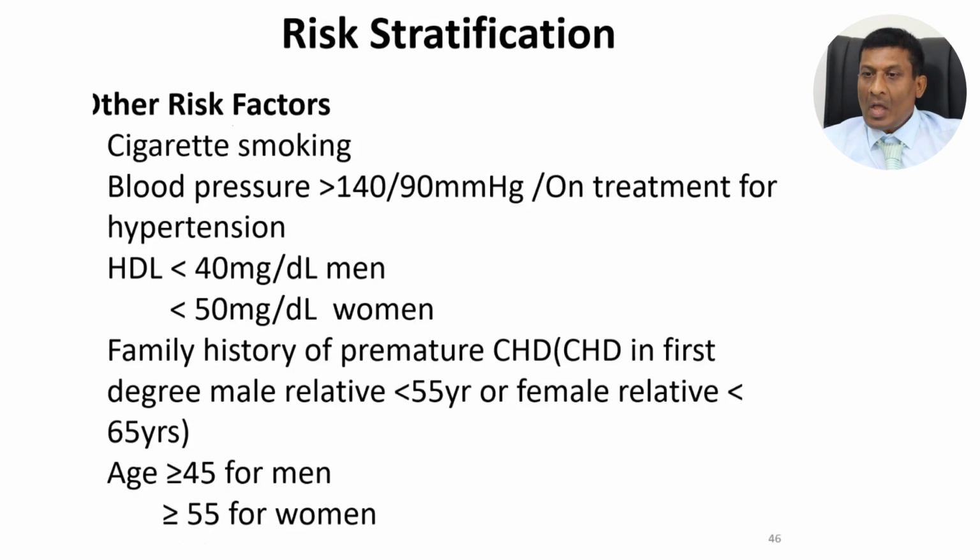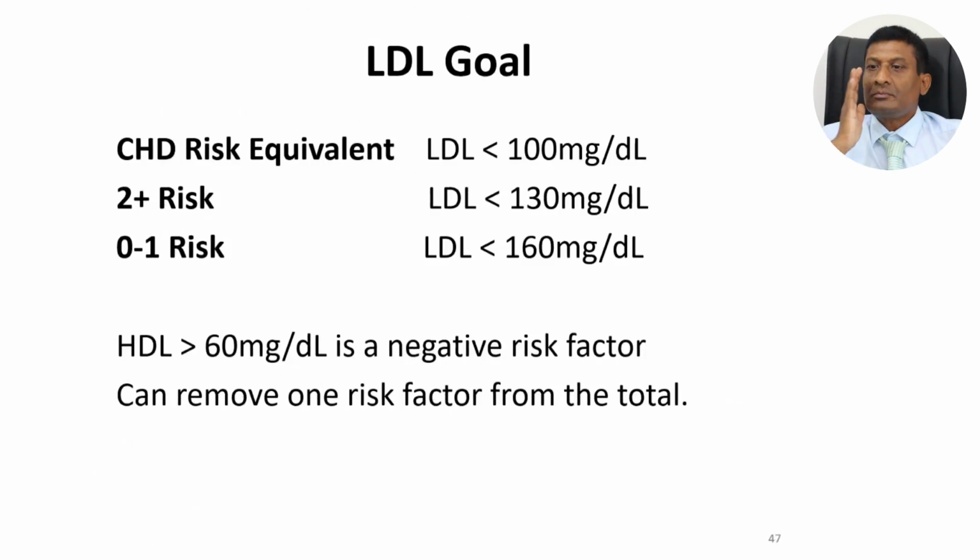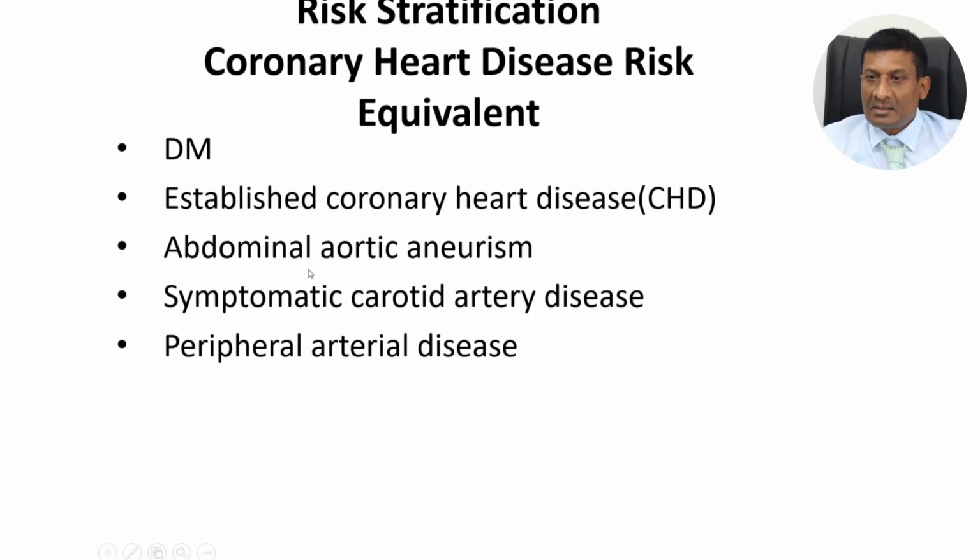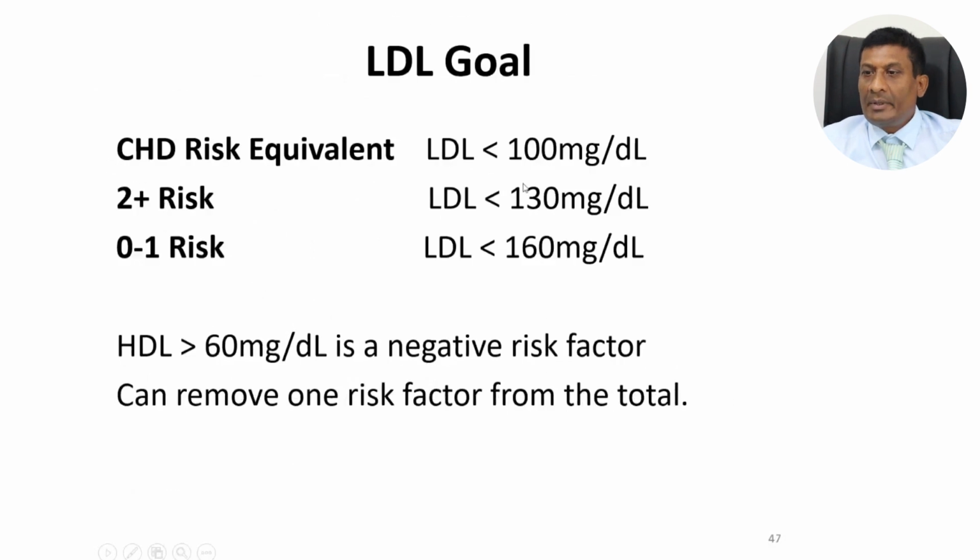Now let's see how you apply this to your patient. If your patient has a coronary heart disease risk equivalent, your LDL goal is less than 100 milligrams per deciliter, right? So that means if you have any of these, your LDL should be below 100. Some time back, we did not have good anti-lipidemic drugs. But now, of course, we have very potent drugs. So now the recommendation is, if you can, go below 70. So LDL 70 or below for coronary heart disease risk equivalents.